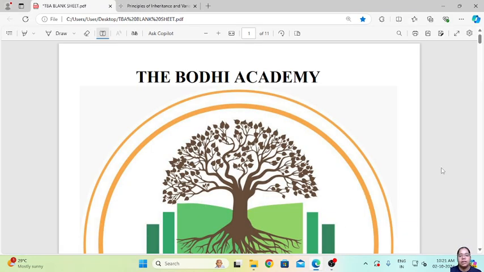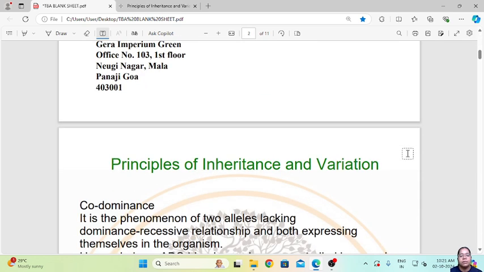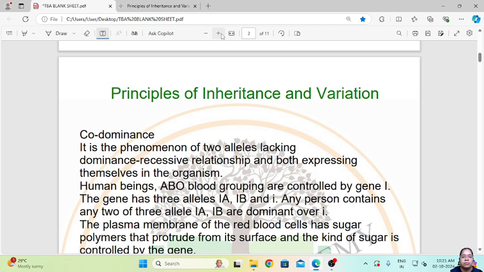My name is Shrutika and today let us continue with our chapter Principles of Inheritance and Variation. So today what we are going to study is codominance, and we will study the example of blood group. So what is codominance?